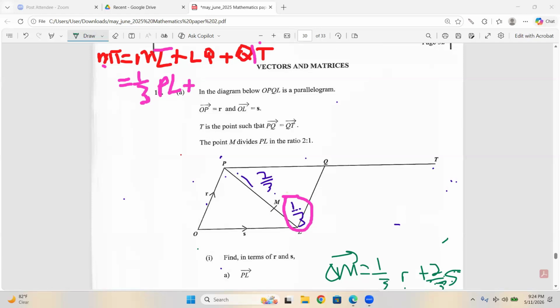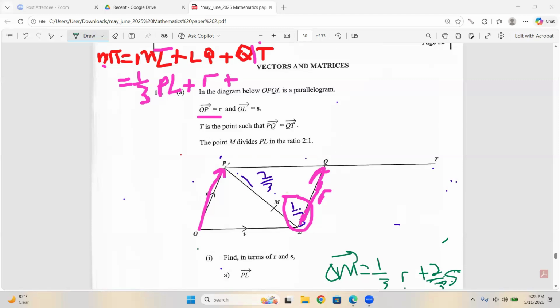Oh, where's LQ? Oh, we know OP. And since it's a parallelogram, these two would be parallel and equal. So this will be R as well. But it actually said PQ. Where's PQ? Is equal to QT. Oh, that's for the next part. But yes, since O to P is R, from L to Q is also R. So this will be R.